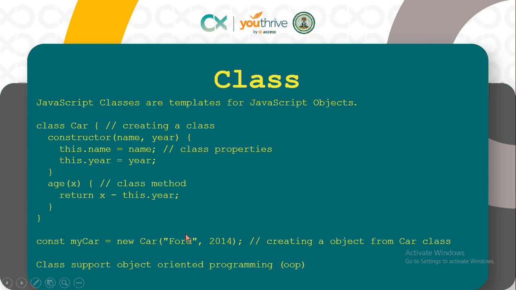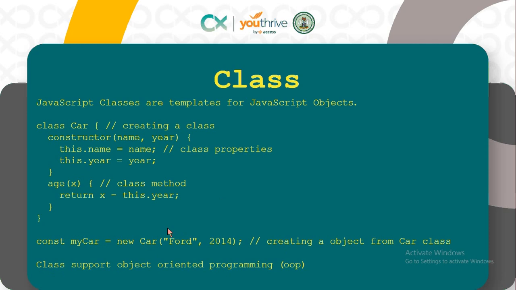So now class supports object oriented programming. Now, as I explained earlier, there are two levels of advanced programming. So we have the functional programming, then we have the object oriented programming. So in functional programming, you use more functions to make your code reusable. In object oriented programming, you use more classes to make your code reusable.